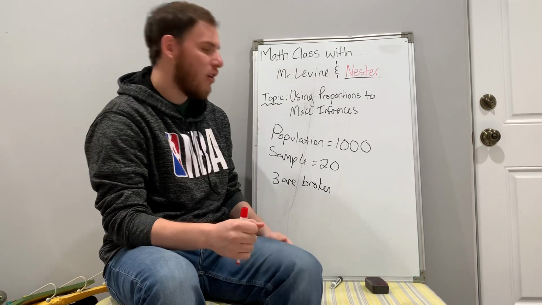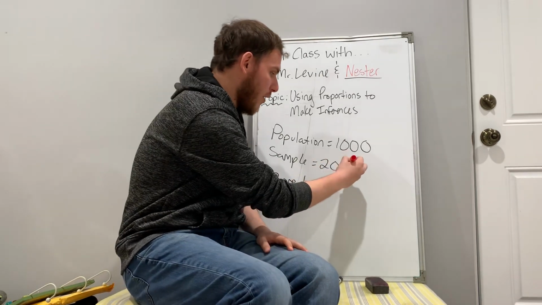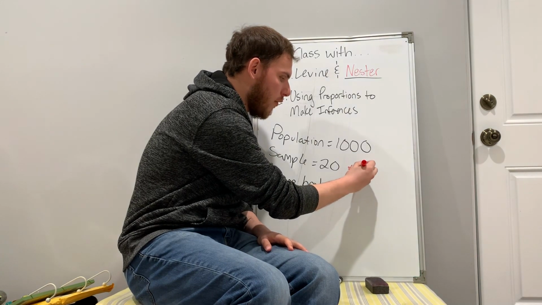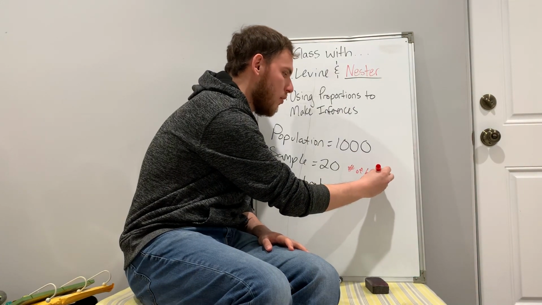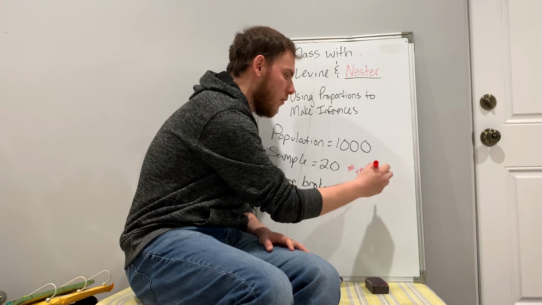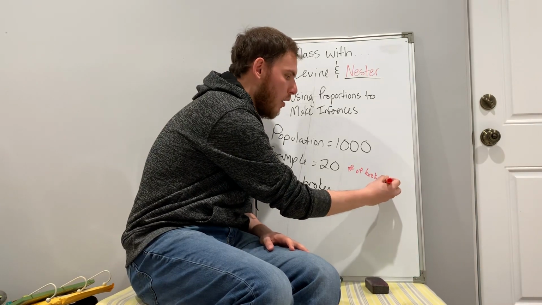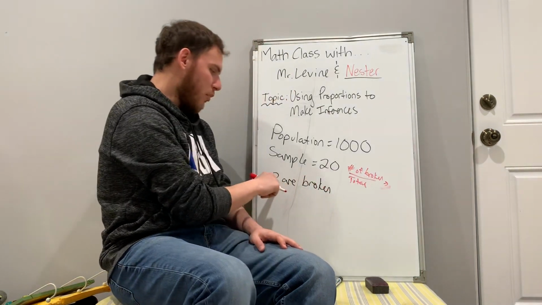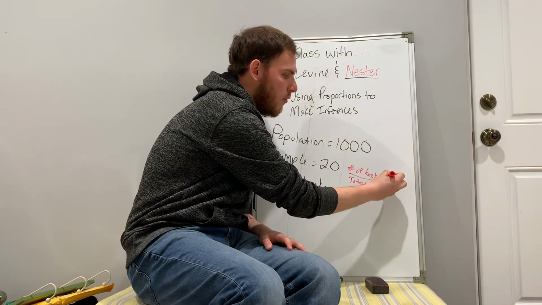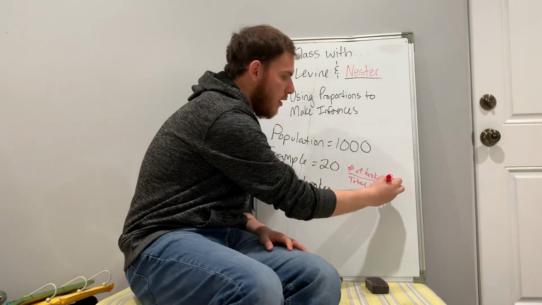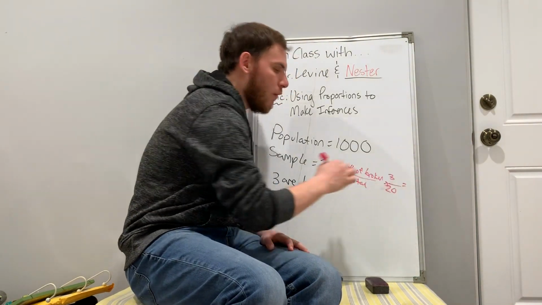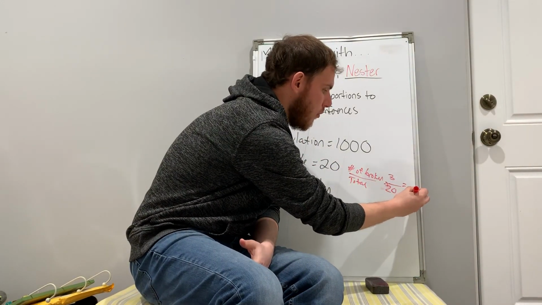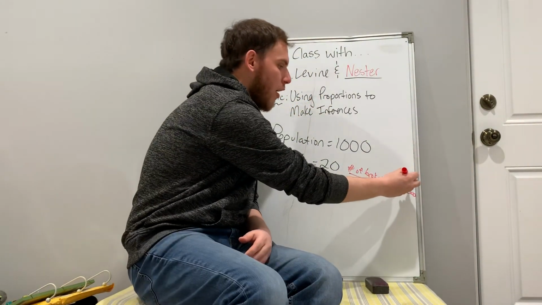Whenever you make a proportion, make sure you label it. So we're going to say that the amount of broken ones are at the top, so number of broken on the top, and the total is on the bottom. So in our sample, the number of broken are 3, the total is 20, and out of our whole population, our total is 1,000, and we do not know how many are broken.